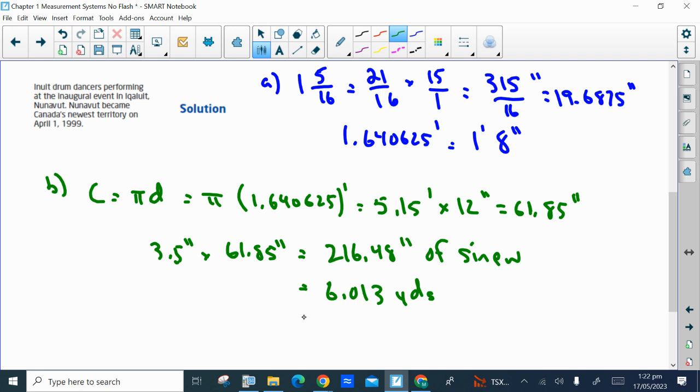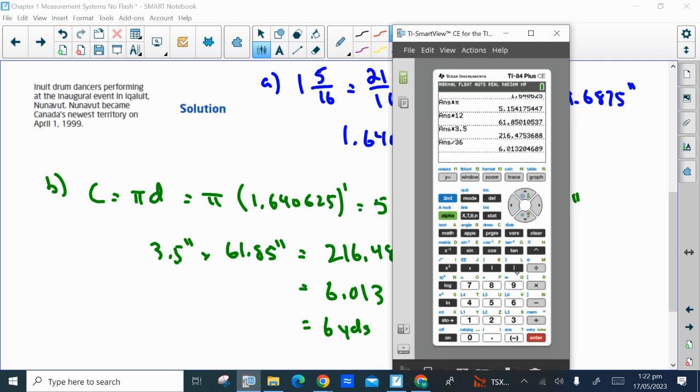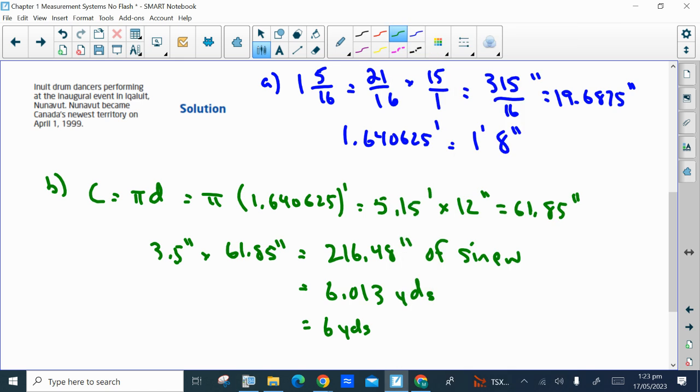So again, we're asked to convert this into yards and inches. So it's 6 yards. To get the inches, we'll take away the 6. And remember, there are 36 inches in a yard, so we'll multiply this by 36. And it's less than an inch. So we'll just say approximately 6 yards. That's how much sinew would be required.